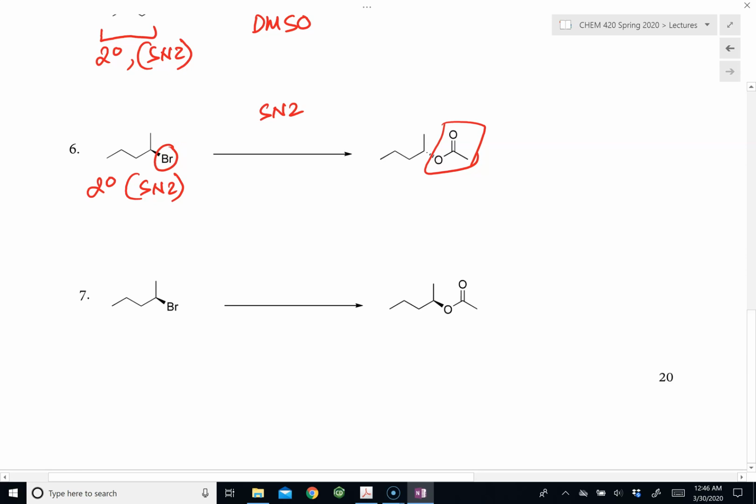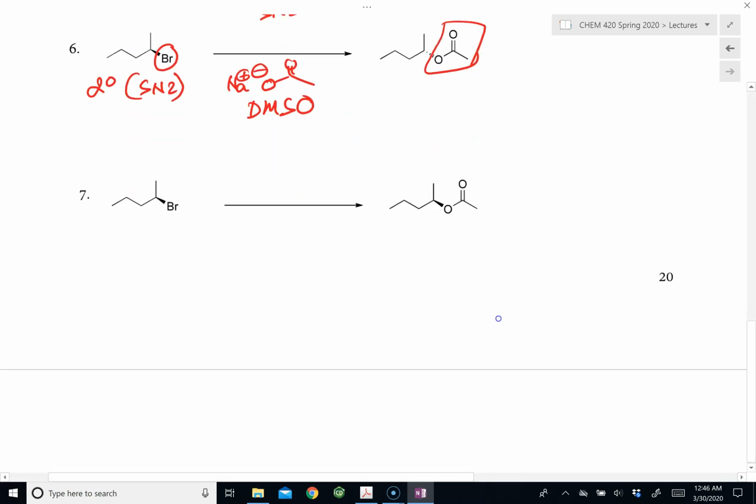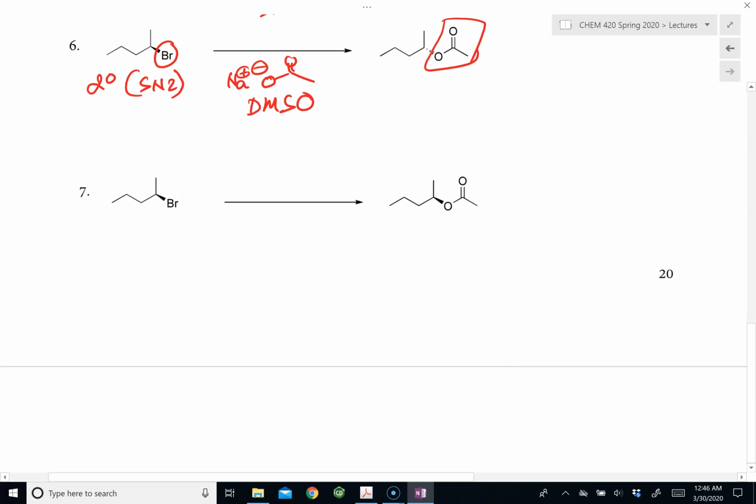So we will be able to accomplish this reaction as follows. This is our nucleophile. And now all we have to do is give it a cation, so that it becomes a real reagent that would exist. So sodium acetate, in the presence of DMSO, to favor the SN2 reaction. And that's how we will be able to accomplish this reaction in one step.